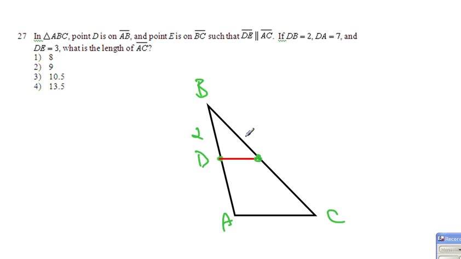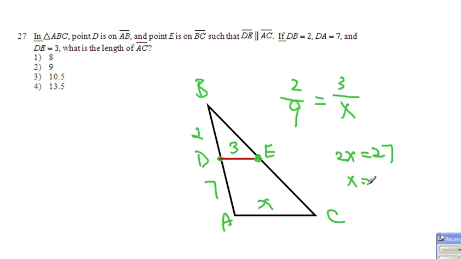Here, so let's get going. DB is 2. DA is equal to 7. And DE is equal to 3. What is AC? Now, here we have, be careful, it's not 2 to 7. It's going to be 2 to 9, because of the whole triangle. It is equal to 3 over x. So what do we end up getting? 2x equals 27, x equals 13.5, which is choice number 4.